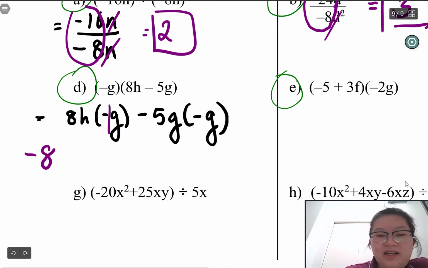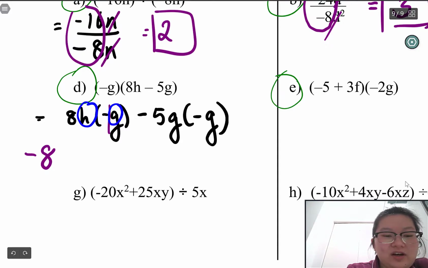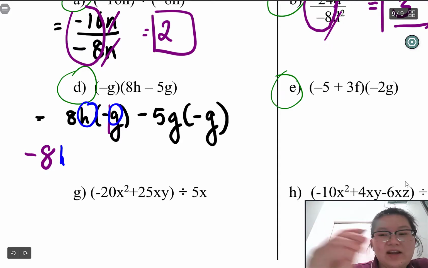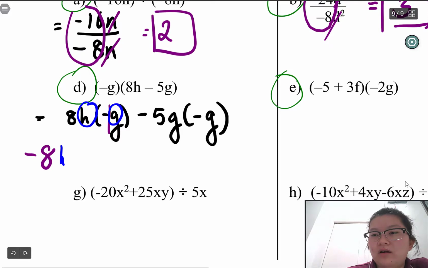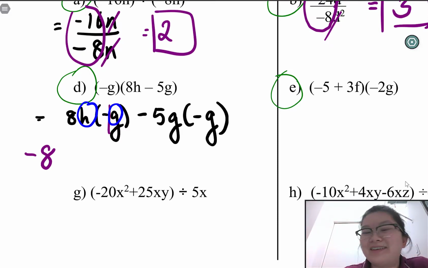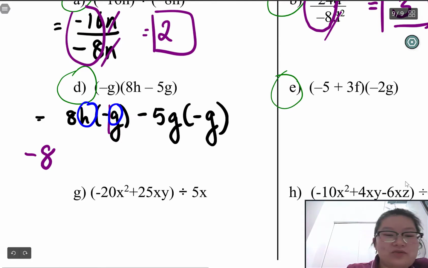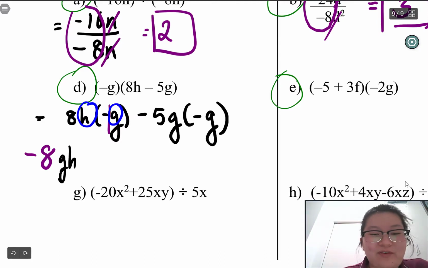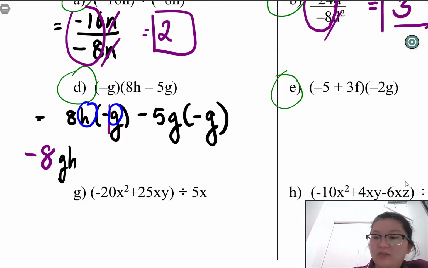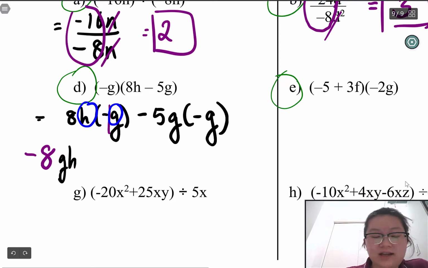The variables I have nothing to do with. H and G are just separate things, but don't forget I should write them in alphabetical order. So that's A, B, C, D, E, F, G, H. Sometimes you tend to forget. Anyway, so negative 8GH.